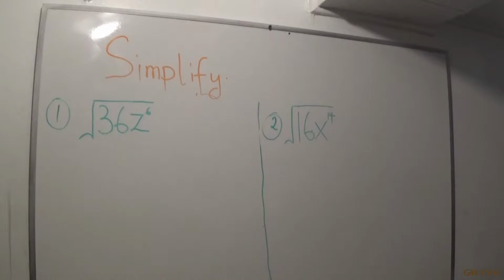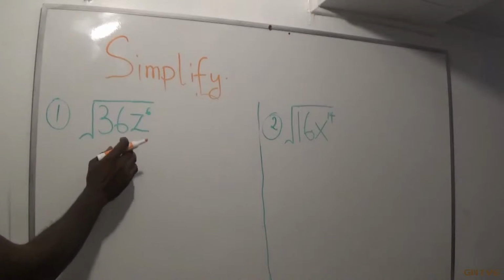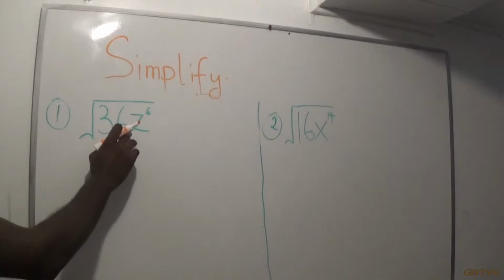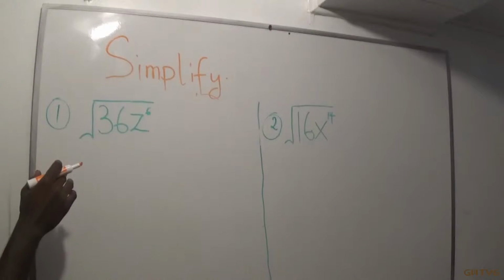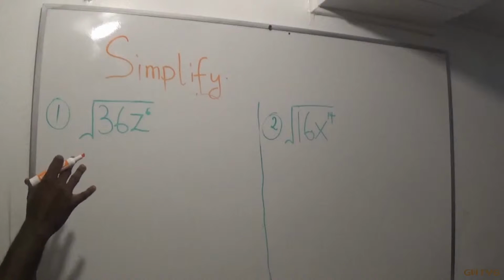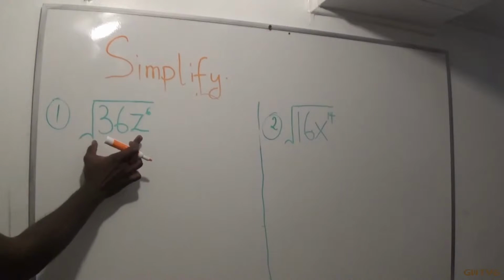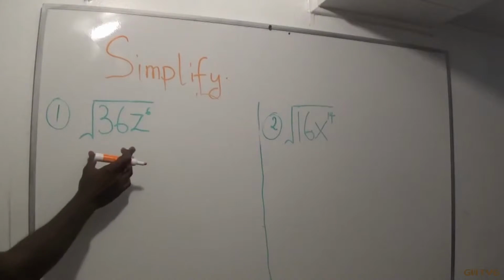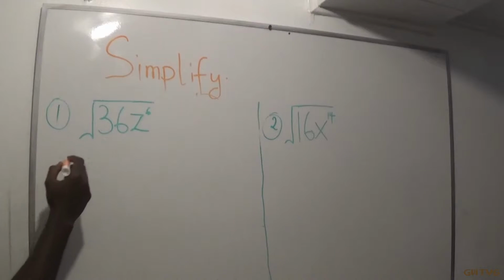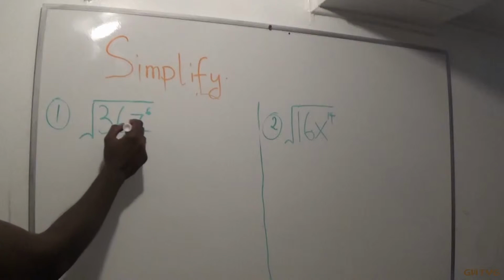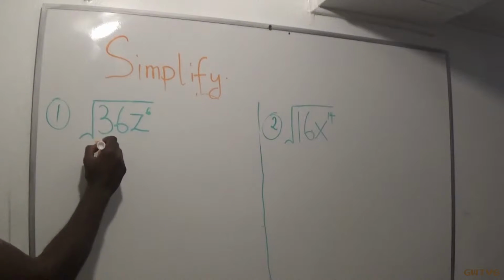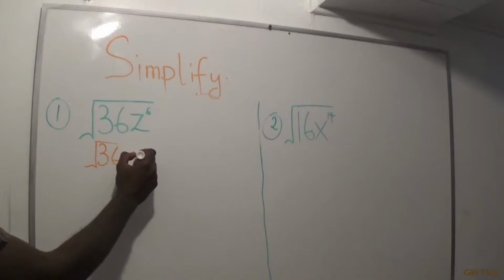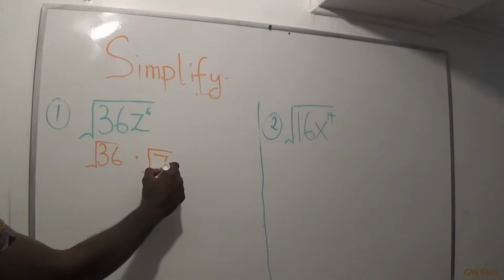So when you've been given a square root of a number with a variable and a power, all you do is split this. So like this right here that you see, you're just going to have these two, they're different. So you're going to have the square root of the number times the square root of that variable with the power.